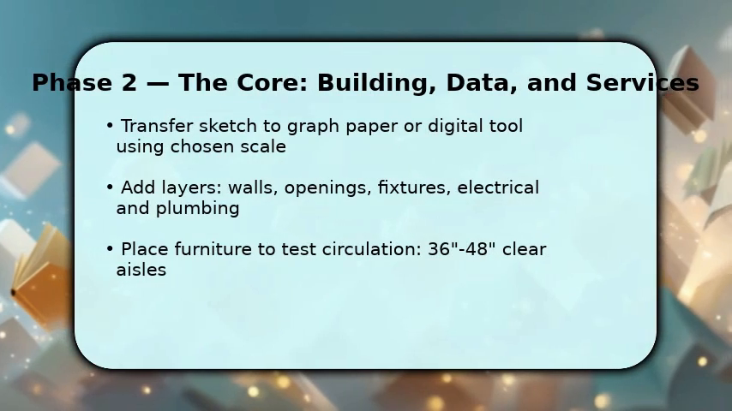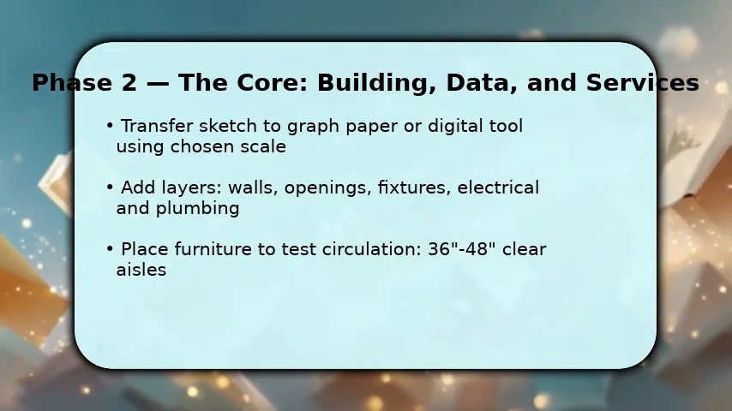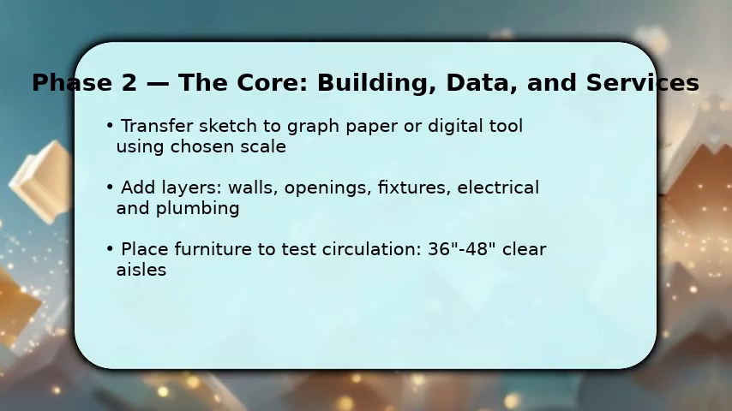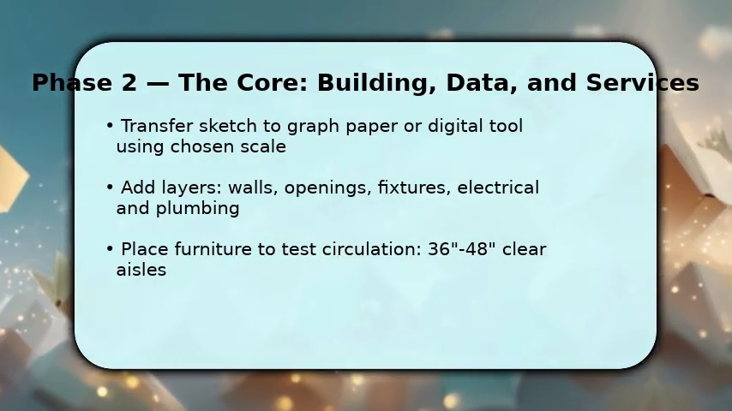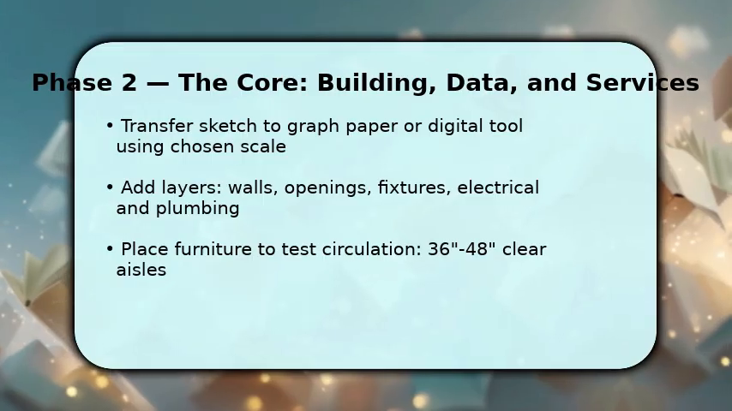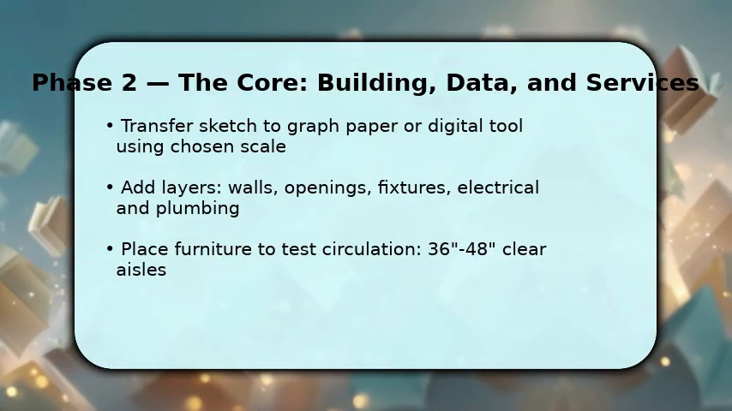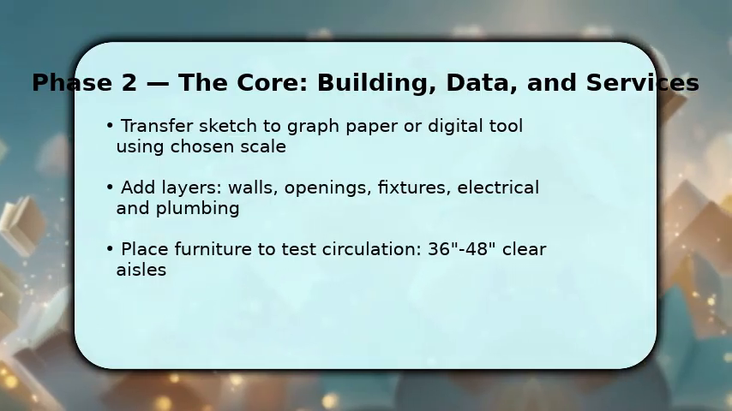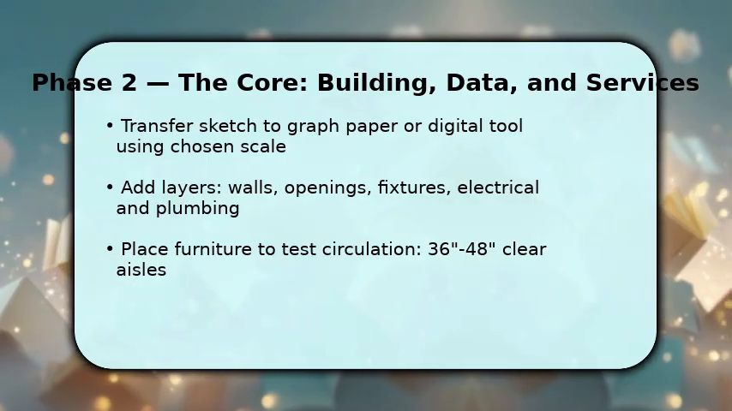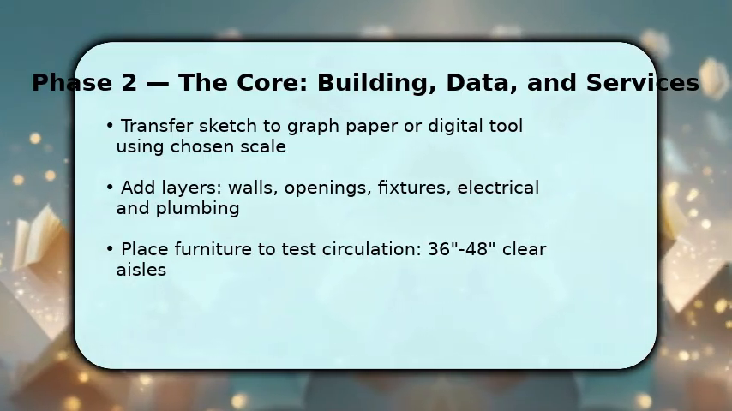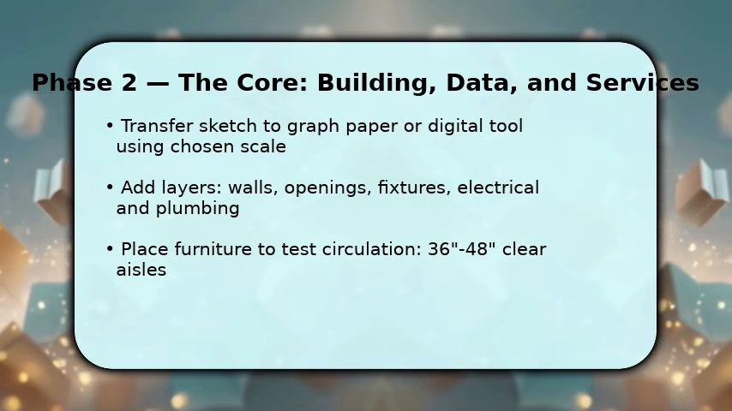Now you transfer measurements into a cleaner drawing, either on graph paper or in a simple app. Start with outer walls, then interior partitions. Once complete, add layers for doors, windows, plumbing fixtures, and electrical outlets so you see conflicts early. Place scaled furniture to test circulation. Aim for 36 to 48 clear aisles in main paths. If something feels tight, adjust room sizes or switch placements. This iterative middle stage resolves spatial problems before finalizing dimensions.